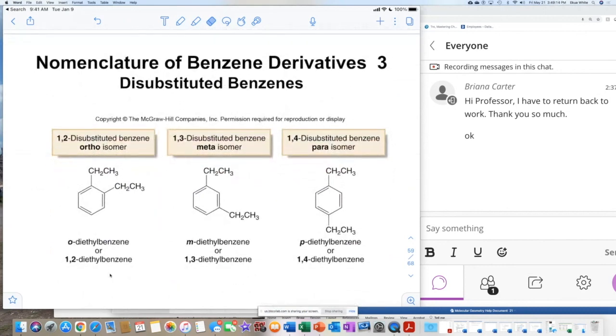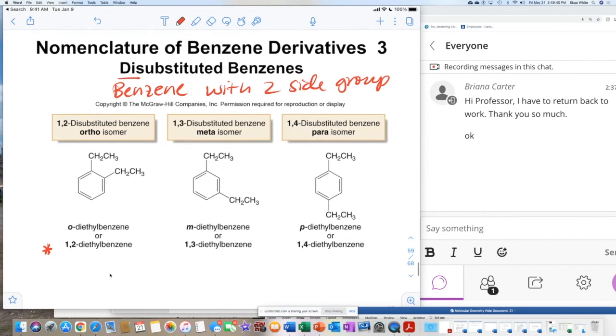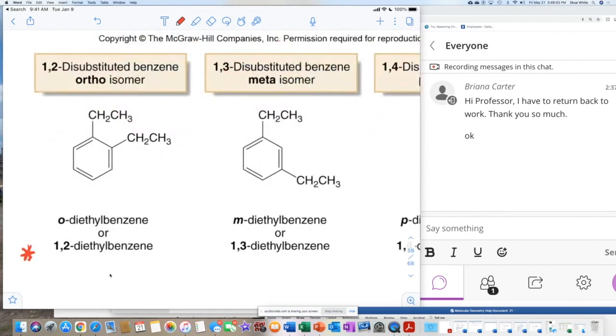So we're now dealing with the di-substituted benzene. Di means two. So now we have two side groups. Benzene with two side groups. So the purpose here is to give you the technical term of the side group and then the more familiar term, okay? This benzene ring has got two side groups. You can see the benzene ring is called benzene. This side group is called ethyl. This side group is called ethyl.